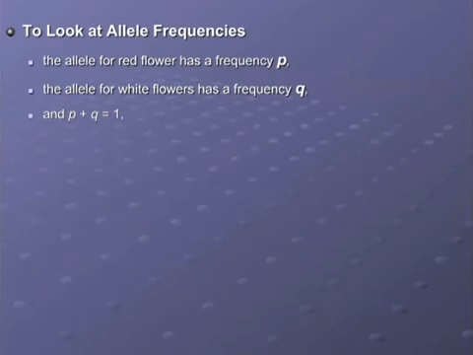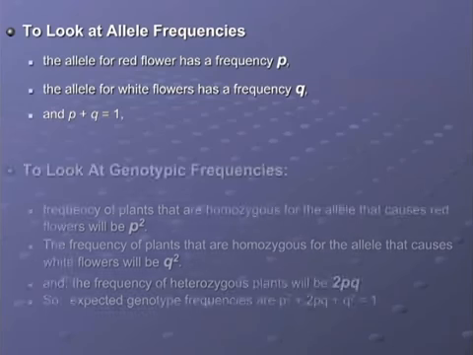So you have the allele frequency. Say you have the allele frequency for red flower is p, and the allele frequency for white flower is q. Then, therefore, p plus q equals 1. Because remember, the allele frequencies have to equal 1. If you only have two of them, then the addition of each one of them has to equal 1.